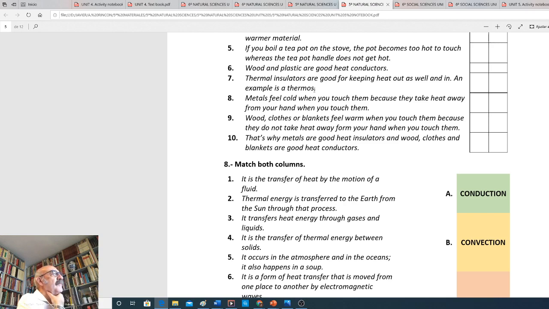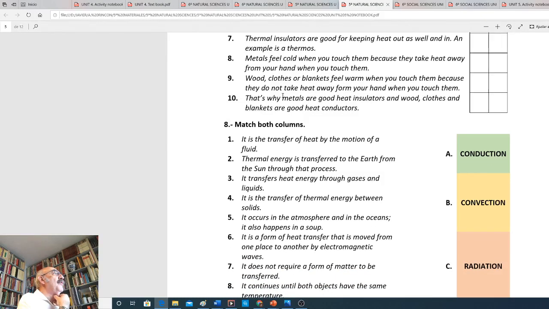It's true. Number 8. Metals feel cold when you touch them because they take heat away from your hand when you touch them. What do you think? It's true. If you touch cool metal, you are transferring your heat to the metal. That's why the metal feels cold.